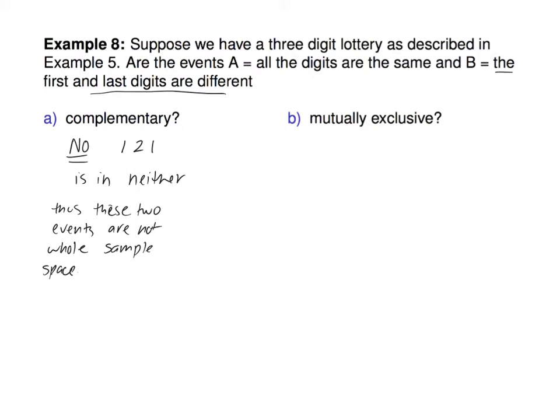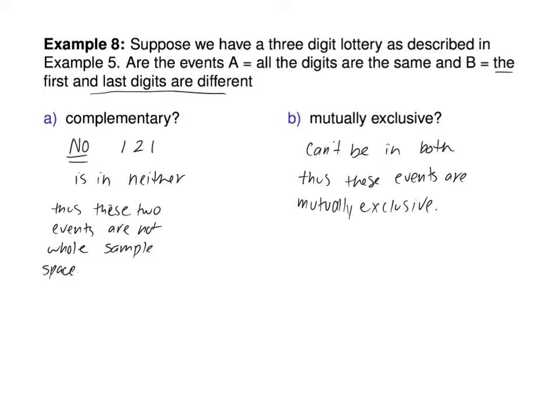Are they mutually exclusive? You would be not mutually exclusive if you could be in both at the same time. So can you have all digits being the same and the first and last being different? No. So you can't be in both. Thus, these events are mutually exclusive. So I think you were right when you were nodding your head. So no, you cannot be in both, therefore they're mutually exclusive, right? Okay.